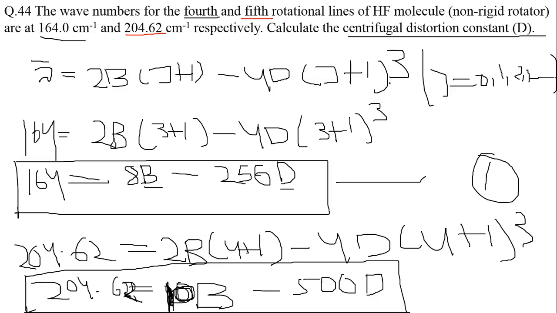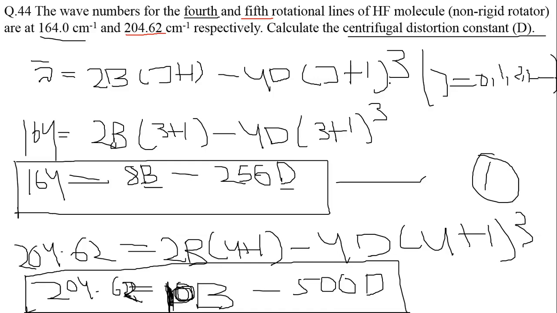Here B is the rotational constant like in the previous cases, but there is another constant D, which is the centrifugal distortion constant. When the bond between the two atoms is distorted, there is a change in the energy levels of the rotational levels, so these are called non-rigid rotator energy levels.